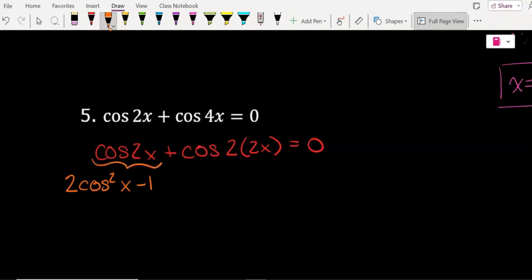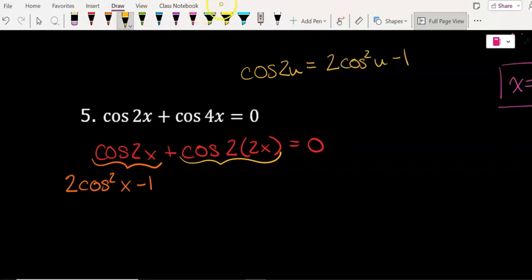And I'm going to do it in different colors so we can see where things come from. Now I've got to change this one. So if I have cosine 2u, that's going to be equal to 2 cosine squared u minus 1, okay? So just like before, let u equal 2x.